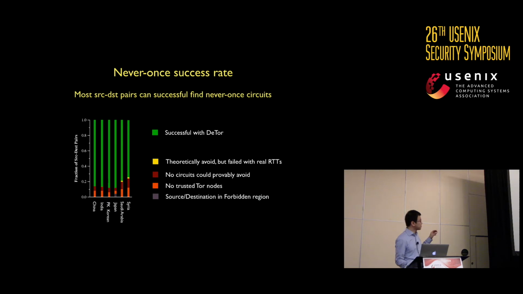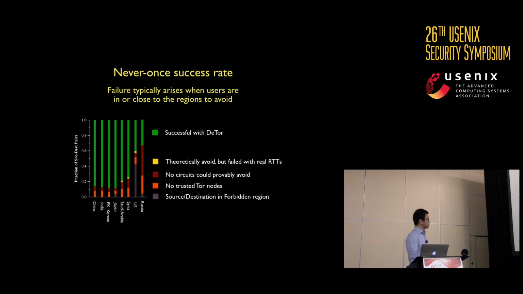For those source-destination pairs that cannot find even one never-once circuit, we try to characterize them into different reasons. For example, if the source or destination are actually in the regions we want to avoid, then there's nothing much we can do about it. Or if the circuit constructed cannot pass the alibi condition, we cannot obtain such proofs, so we cannot find a never-once circuit as well. And among these failure reasons, the most common is that the source or the destination is actually in the region we want to avoid, or actually very close to the region.